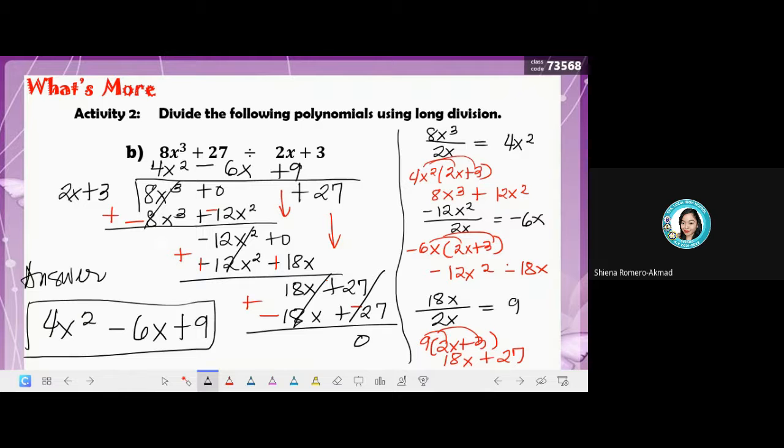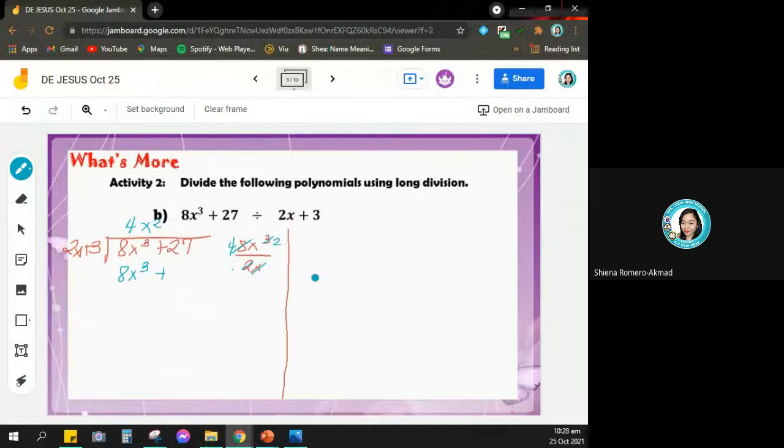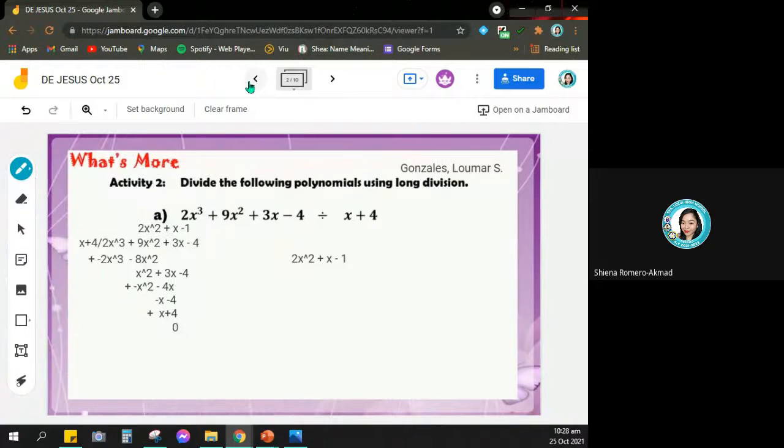Kaya pala walang sumagot kasi, ma'am, ang hirap. Wala na, natira na lang dito isa. Kaya pala ganito kasi long division yung ginawa niya.